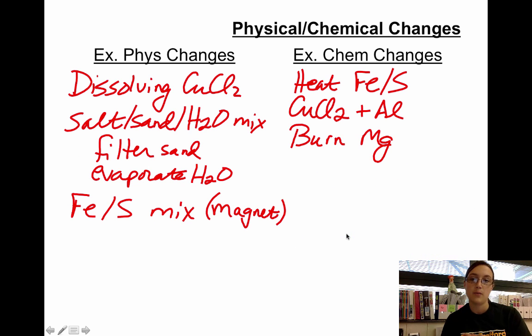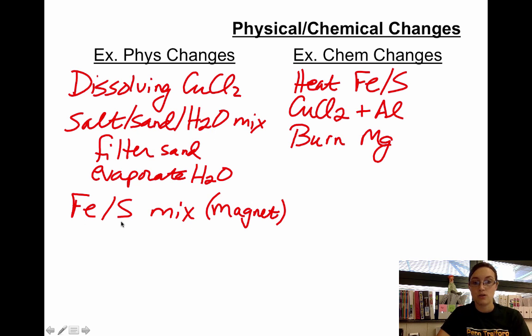So here are some more examples of physical and chemical changes. So when you dissolve something, right? If I were to dissolve copper chloride, which you're going to look at pretty much this entire slide in lab, so dissolving copper 2 chloride, that's CuCl2. If we mix salt and sand and water together, that's a physical change.